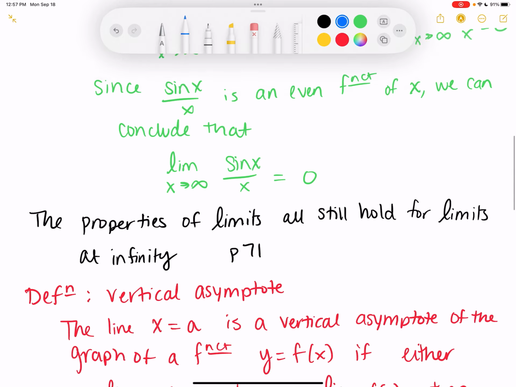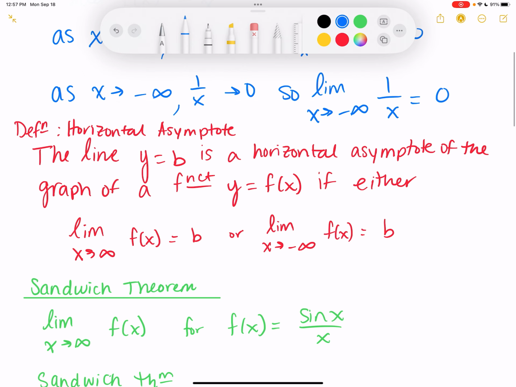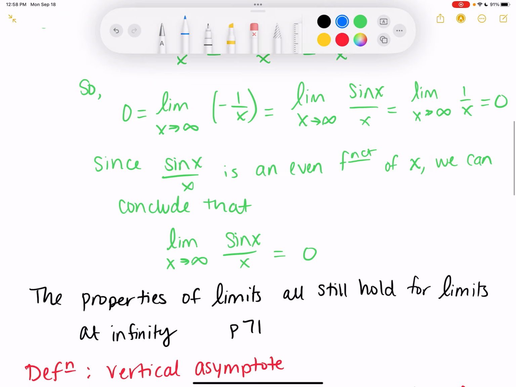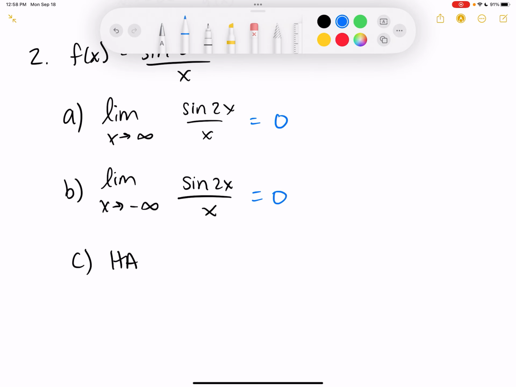So we had a rule. This is what I thought I had left out of the notes, but then I found it. The line y equals b is a horizontal asymptote of the graph of a function if either the limit as x approaches infinity of f of x is equal to b or the limit as x approaches negative infinity of f of x is equal to b. So in this case, my horizontal asymptote is going to be at y equals 0, because 0 is b from that scenario.